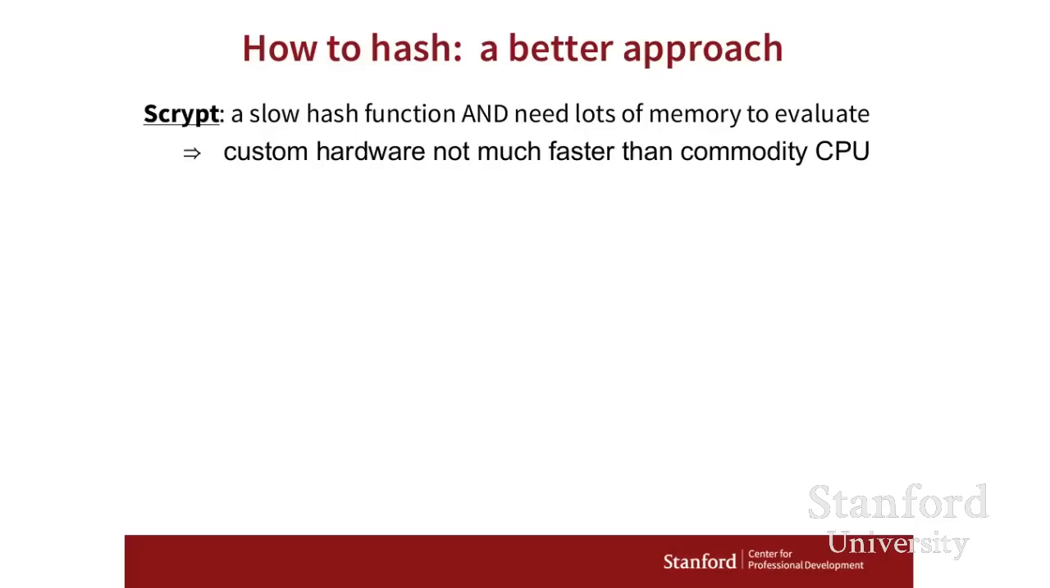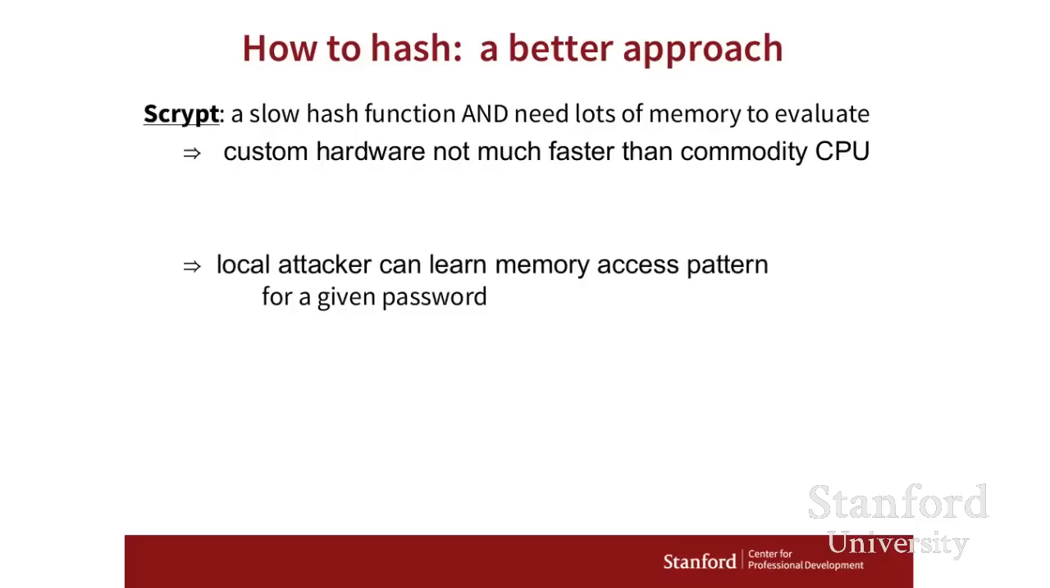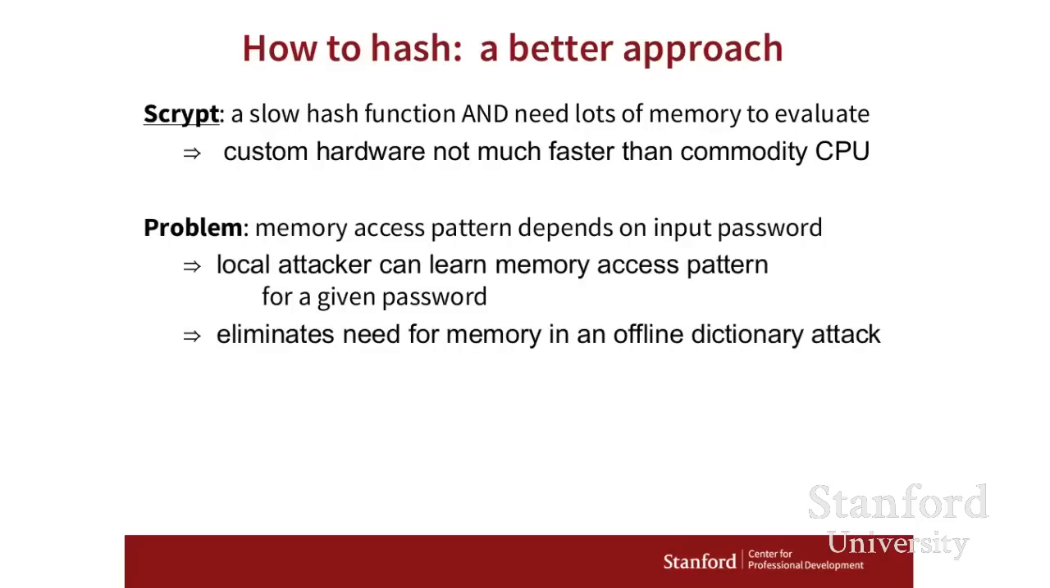There's one problem with Scrypt, however, which is that if you look at how the memory is being accessed as you're evaluating the hash function, it turns out the memory access pattern actually depends on the password that the user supplied. So for my password, there would be one particular memory access pattern. For your password, there would be a different memory access pattern.